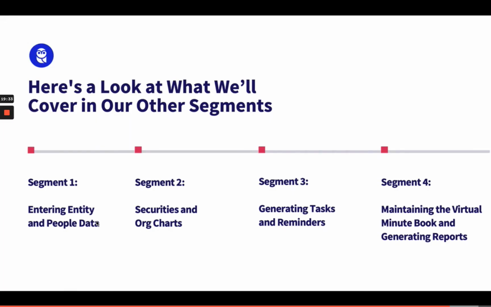And now that we're done with section 4, I'd just like to go over the other 3 segments that we have available to you in the training center. Segment 1 will be on entering people and entity data. Segment 2 will be on securities and org charts. And then segment 3 will be on generating tasks and reminders. If you have not already checked them out, please be sure to check them out. They will be in the on-demand webinar series section of the Athennian Help Center, so you can just click into those and watch the webinars for those specific segments.